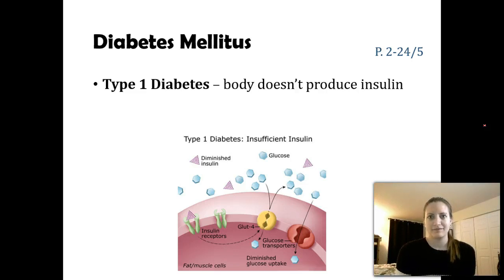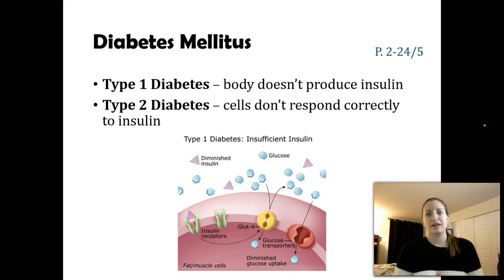Well, if there's no insulin, that means those cells are never going to get glucose. So people with type 1 diabetes are typically taking insulin shots. They're actually injecting themselves with insulin. So that's going to tell their body, hey, you know what? Go ahead, take some glucose out of your blood. It's okay.